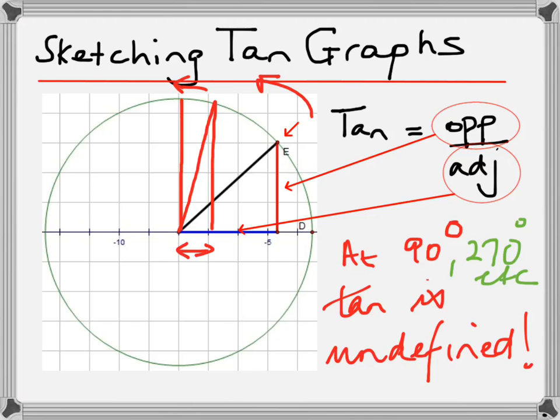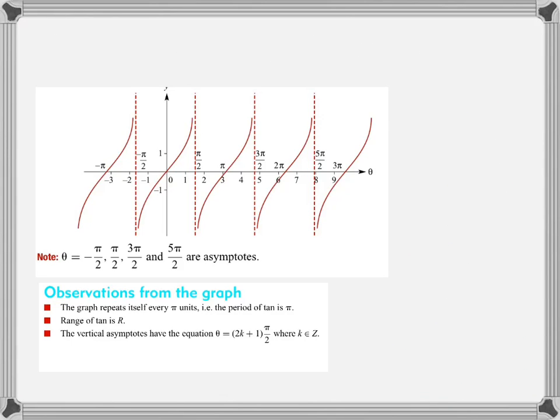You get it? So this graph is going to have asymptotes, because whenever you get to 90 degrees or its cousins, you're going to be in trouble. There it is. Now there's the graph. You see the asymptotes, can't you?